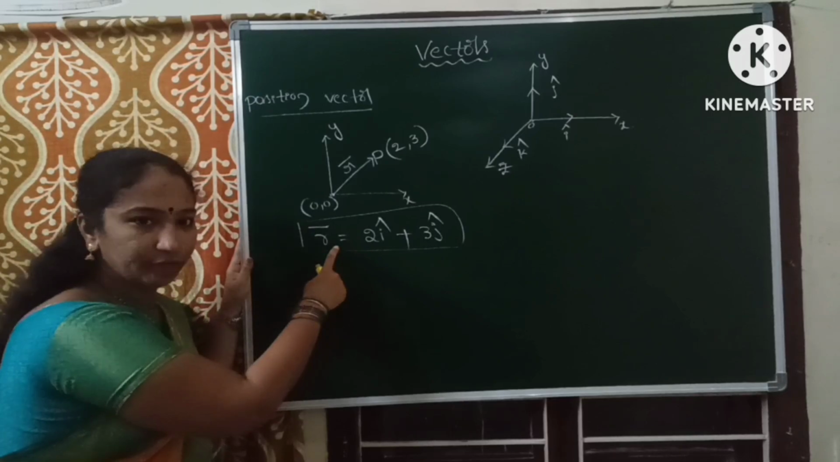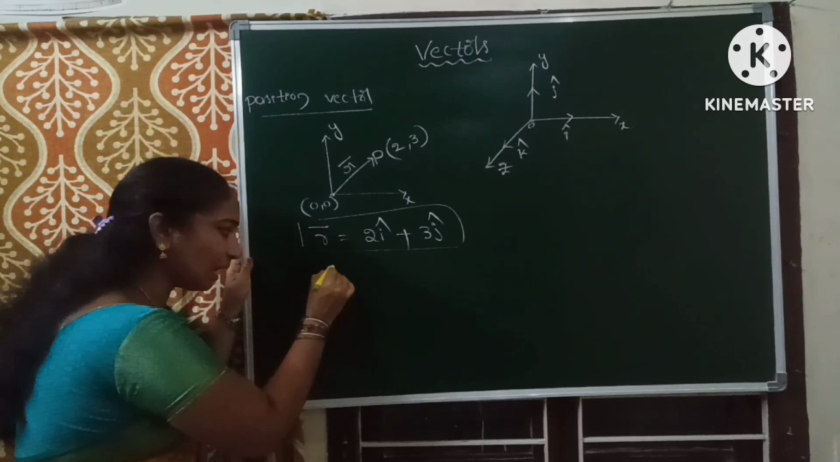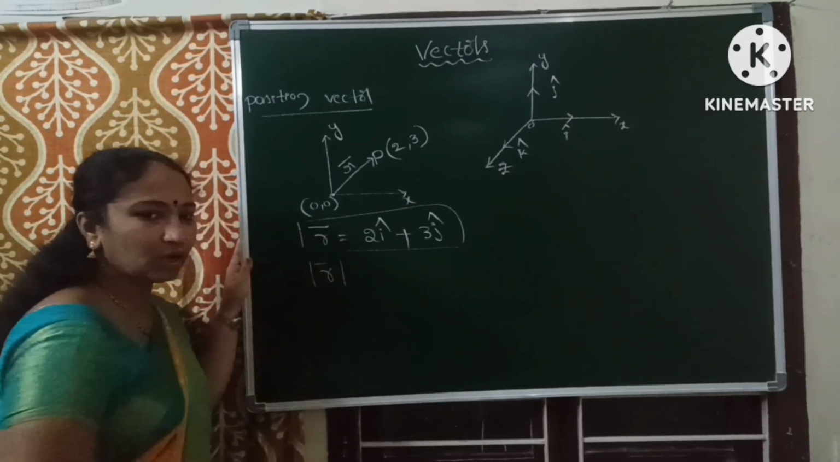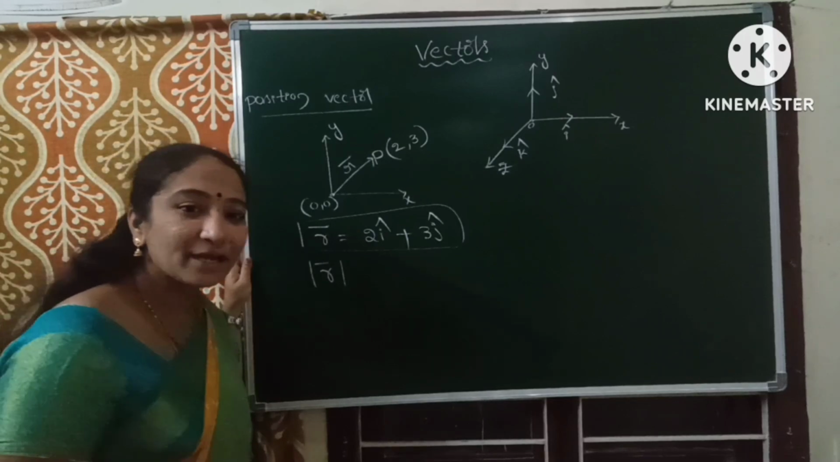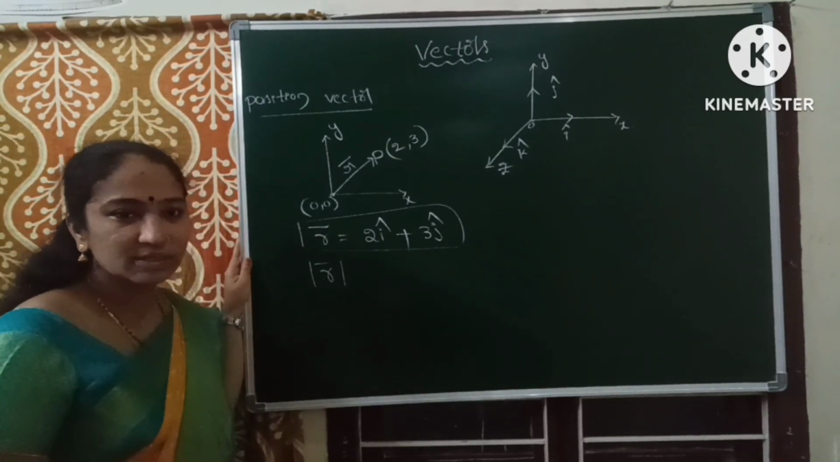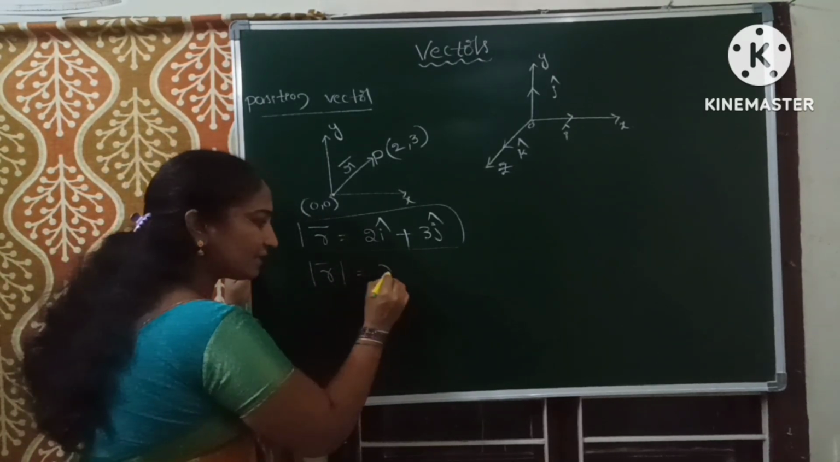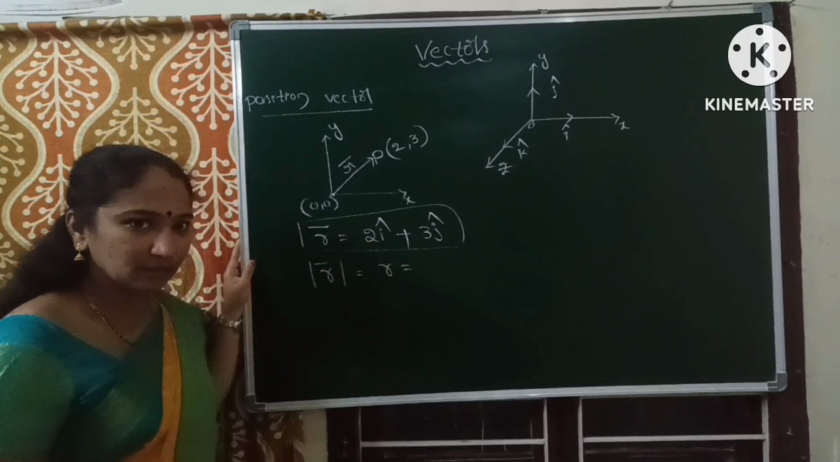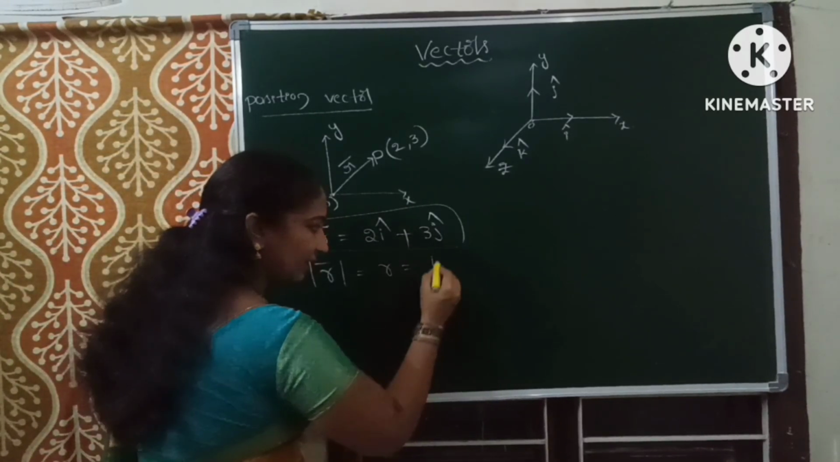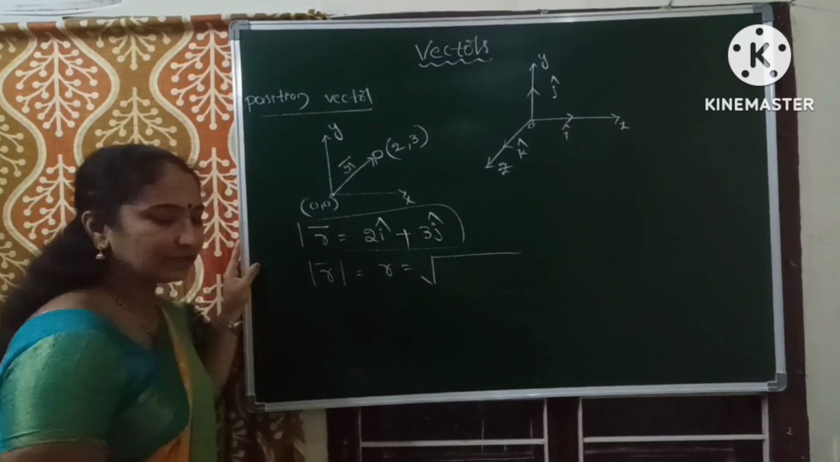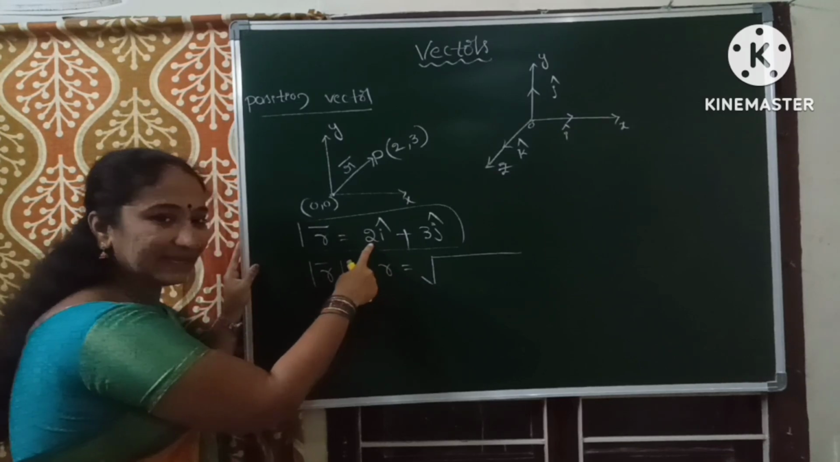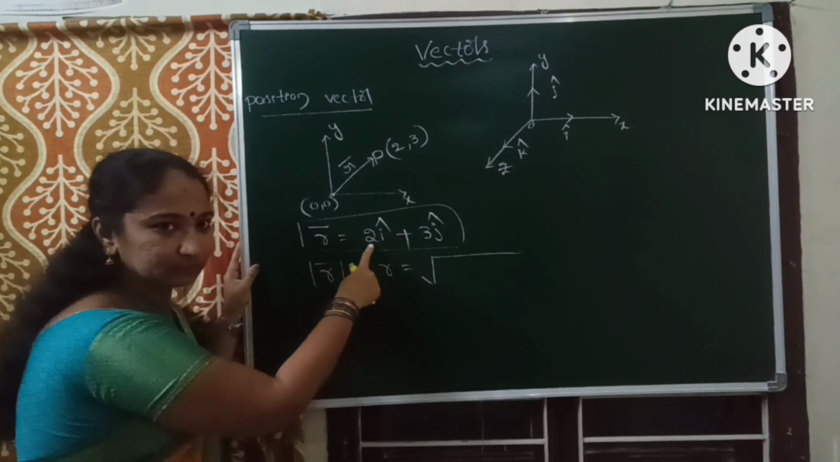Now I have the vector form. Then how to calculate r bar? Mod of r bar I want, that means magnitude I want. Simple. How to calculate? R bar is also represented by only r. Only r is nothing but the square root of, how to calculate? Square root of x component whole square.